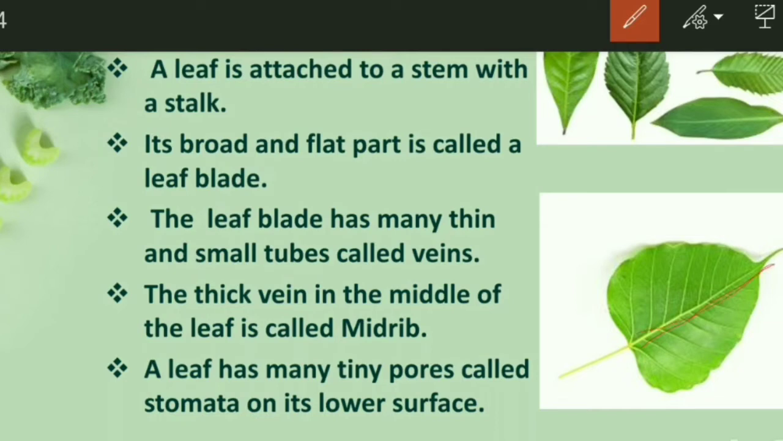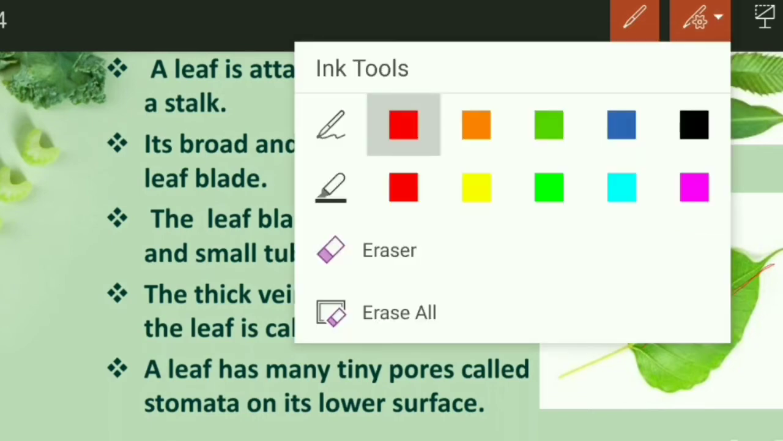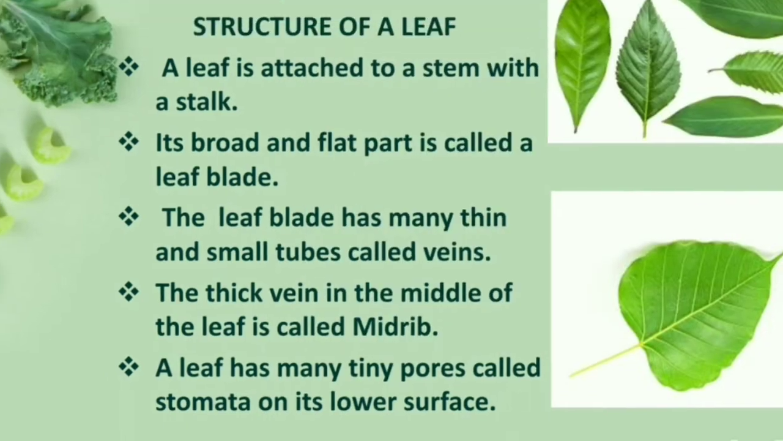A leaf has many tiny pores called stomata on its lower surface. Now what is the meaning of pores? Pores means tiny holes are present at the lower surface of the leaves through which exchange of gases take place. Plants take carbon dioxide and release oxygen through these holes, and now these tiny pores are called the stomata. Okay, these are known as the stomata.